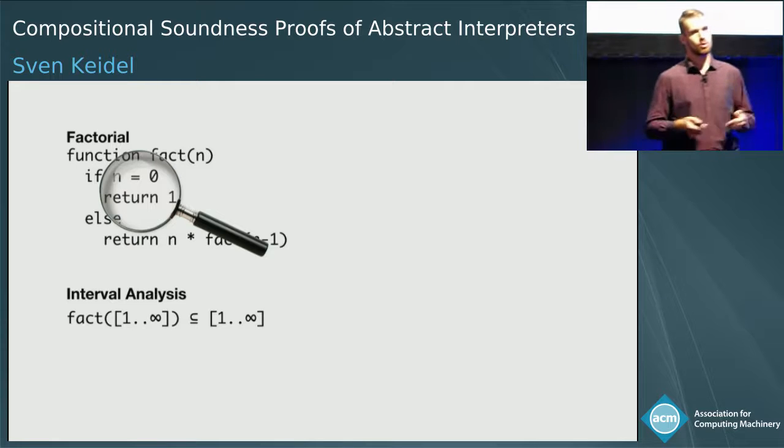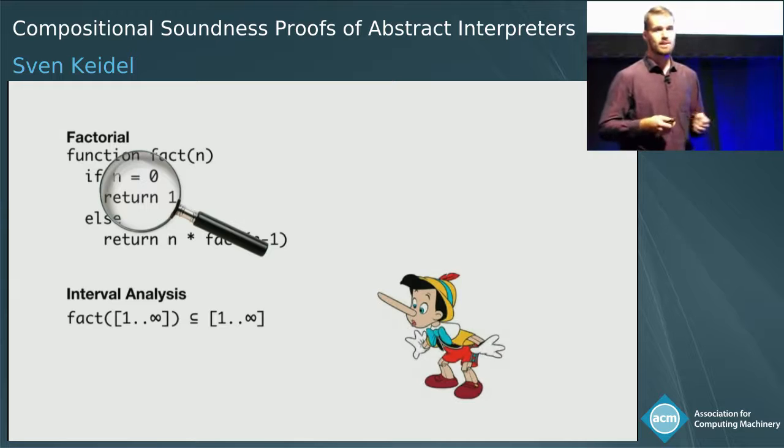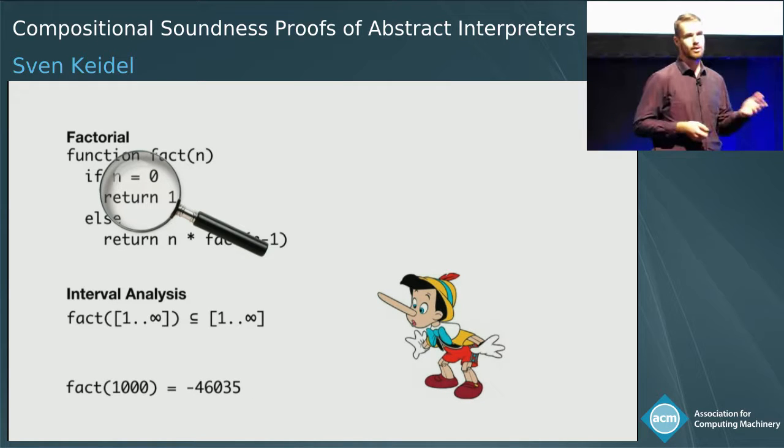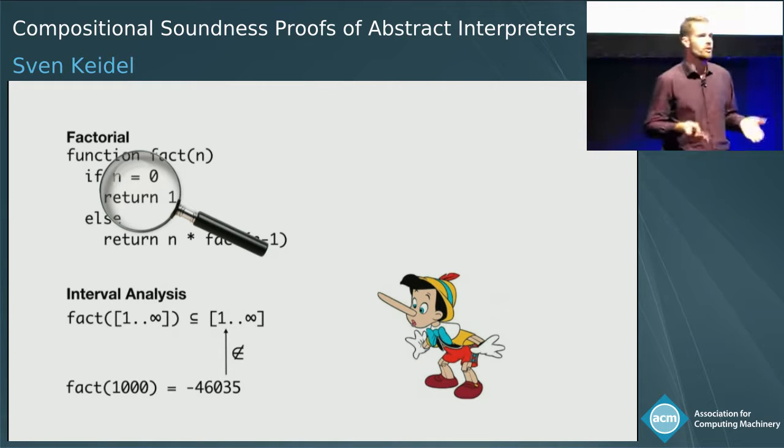However, what you did not know was that this analysis is unsound. And in fact, it has just lied to you. Because when you run this program with a large number, then the factorial gets so large that it eventually overflows, and factorial returns a negative result instead, which is not in the predicted range of the analysis. So this is what can happen when your analysis is unsound.